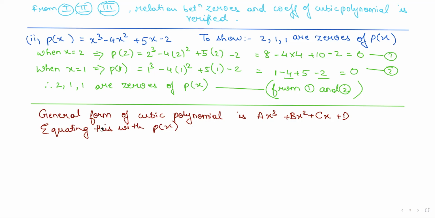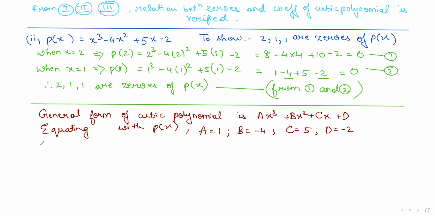We need not write about this. Equating with P of x, we get a is equal to 1. Comparing the x squared coefficient, here you have minus 4, here you have b, so b value will be equal to minus 4. c is equal to 5 and d is equal to minus 2.